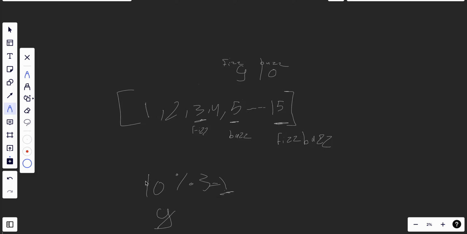However, when we get, maybe, a number divisible by 3, it will equal 0. That means we put Fizz. If it's 5, we put Buzz. If it's 15, it will be FizzBuzz. I guess the problem is quite straightforward.